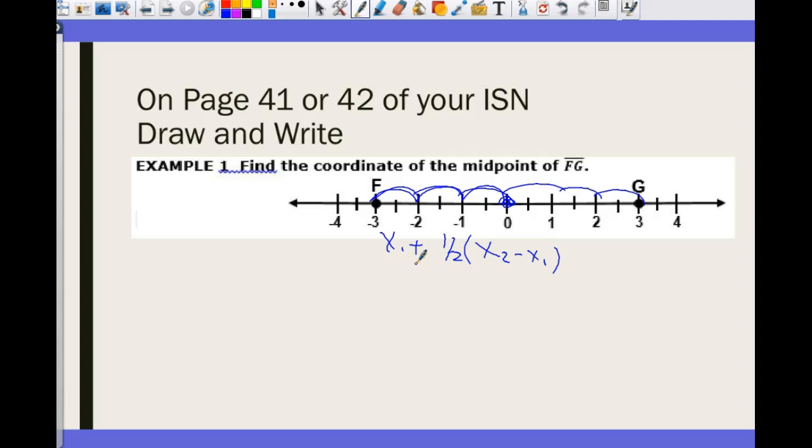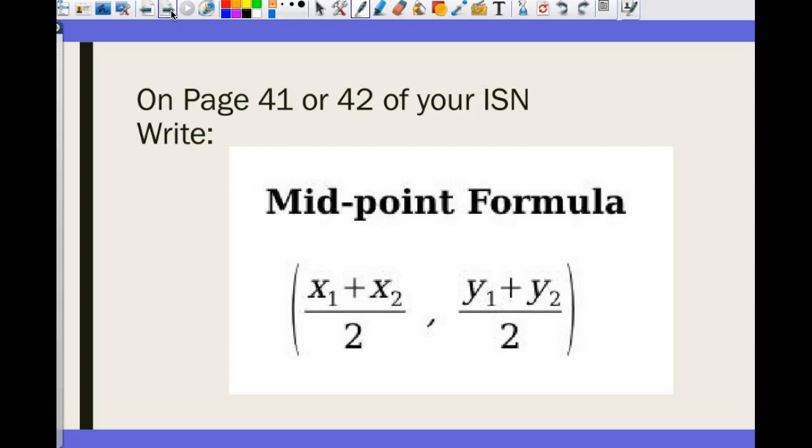Okay? And that is what's on it. It's called the midpoint formula. This is the midpoint formula. You need to write this in your ISN, and you need to star it or whatever so you know what it is. Here's my challenge question.